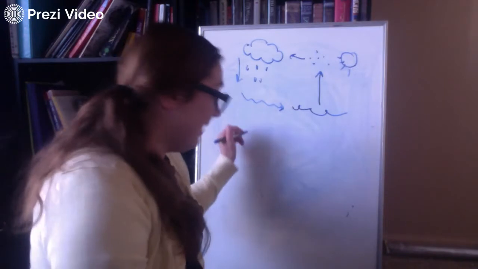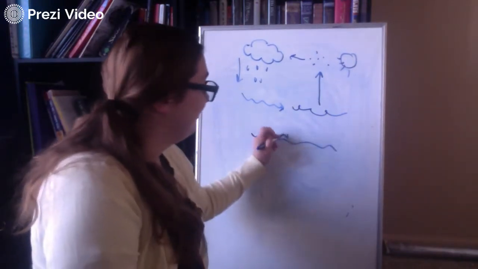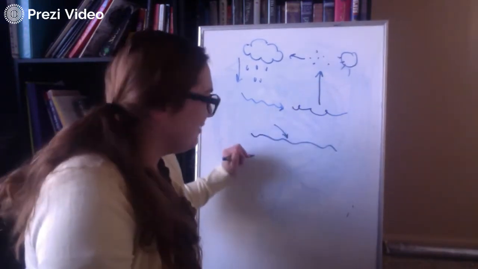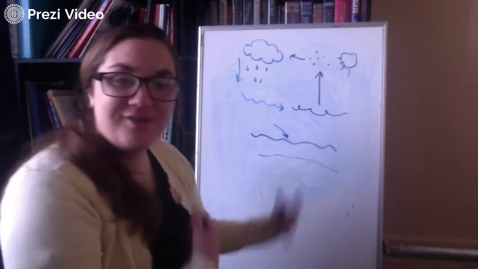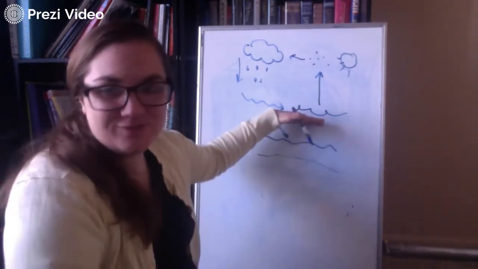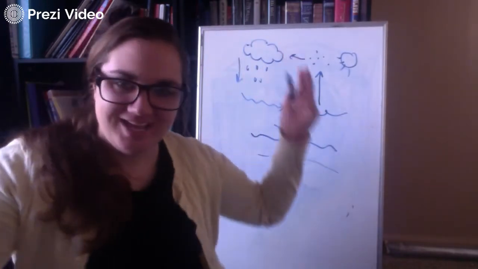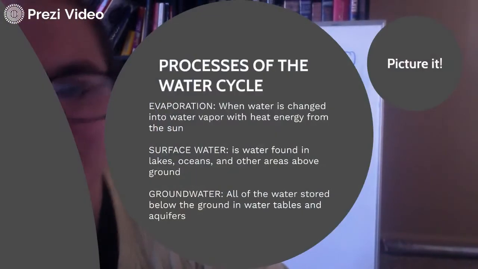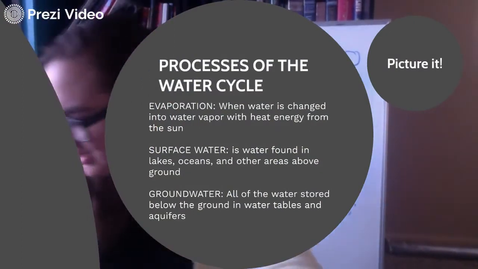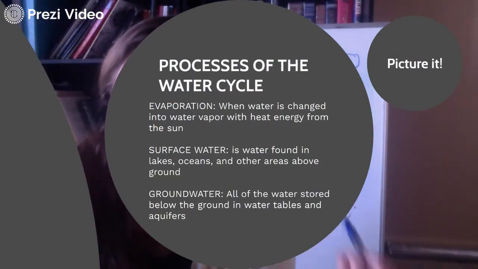Water that's on top of the ground is called surface water. Water that's below the ground is called groundwater. Surface water, groundwater. Easy, right? I was kidding about it being really hard. It's not. So make sure you fill those in. Our next blanks are surface water and groundwater.